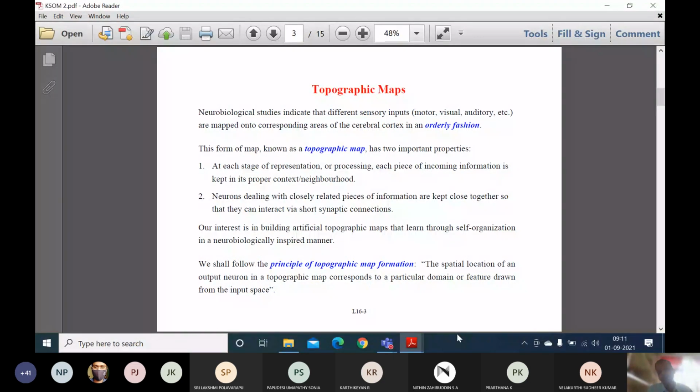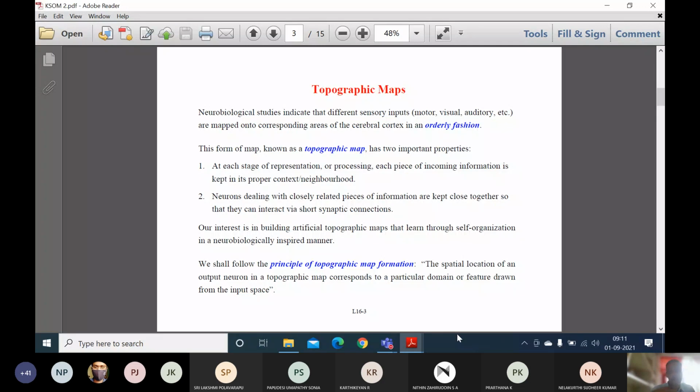The next thing we want to know is topographic maps. Before we enter into the self-organizing map, we need to know about topographic maps. So what do we mean by topographic maps? All our artificial neural networks, whether they use supervised or unsupervised learning strategies, are trying to mimic the human brain's behavior.